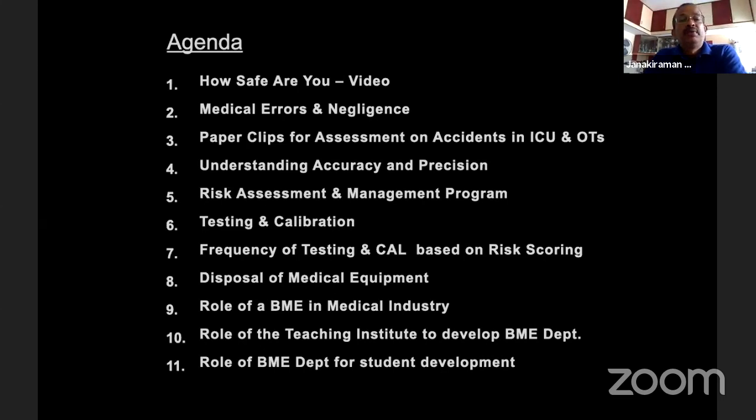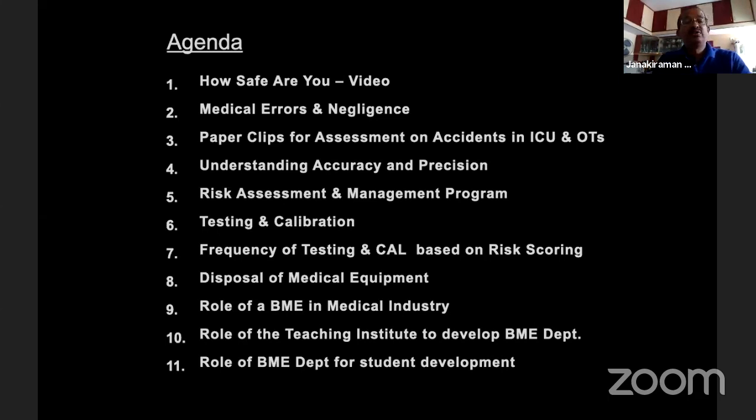There are paper clippings assessing accidents that have taken place in the ICU and the OT. These are all the tip of an iceberg. And we are going to see how this can be avoided, instead of who was responsible, how this can be rectified. And we are going to see what accuracy and precision mean in relation to medical equipment. Accuracy in measurement is for diagnostic equipment. Precision in delivery is for therapeutic equipment.